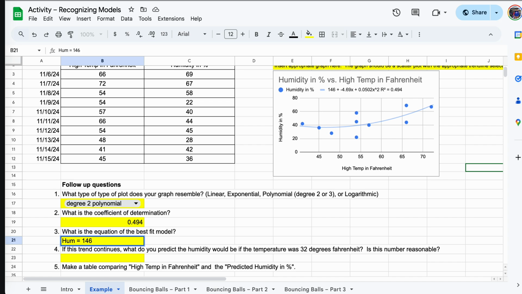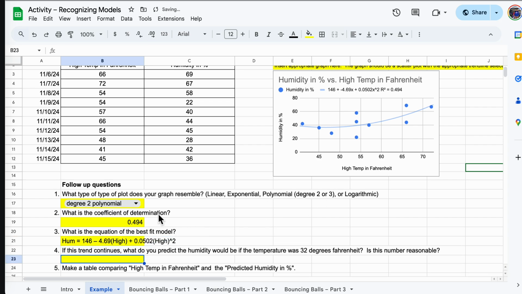146 minus 4.69 times the high temperature, which is the x, but we want the particular, plus 0.0502 times the high temperature squared.